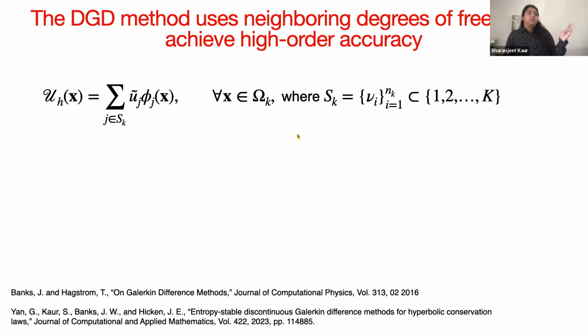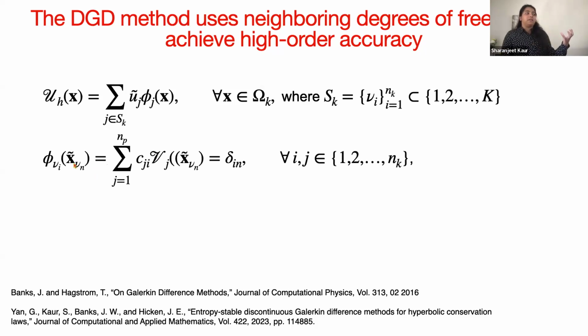So the first step in a DGD discretization is to construct a stencil. What is a stencil? A stencil is basically a set of elements that contribute to the solution at a given element K, which includes element K itself. And Nk will be known as the size of the stencil. So the solution on that element is given here, which is a linear combination of solution coefficients multiplied by DGD basis functions. And I would like to point out that these solution coefficients are defined at element centers, which means in our DGD discretization, we only have 1 degree of freedom per element.